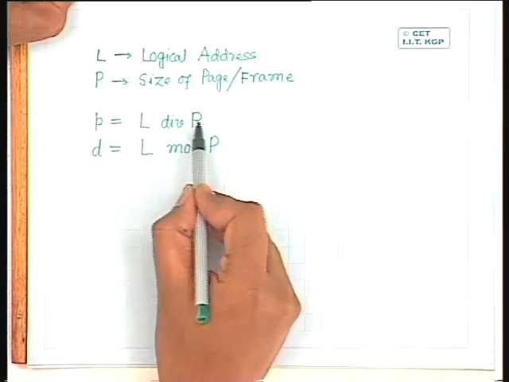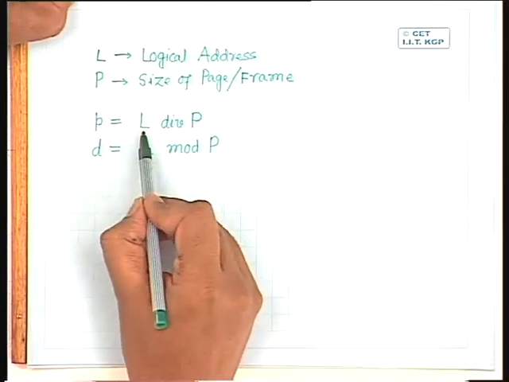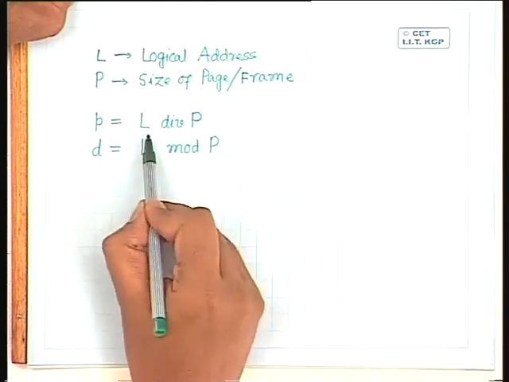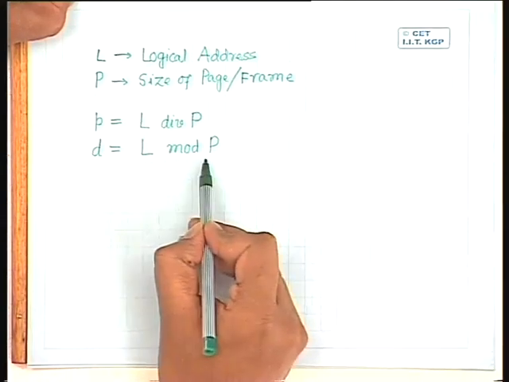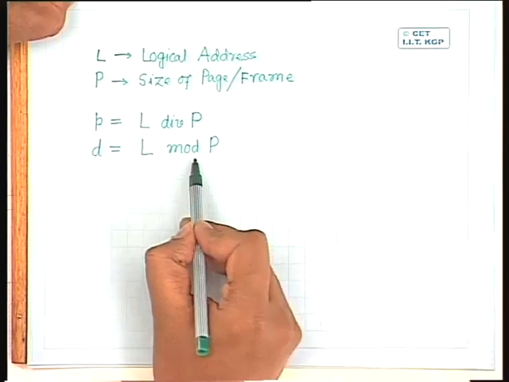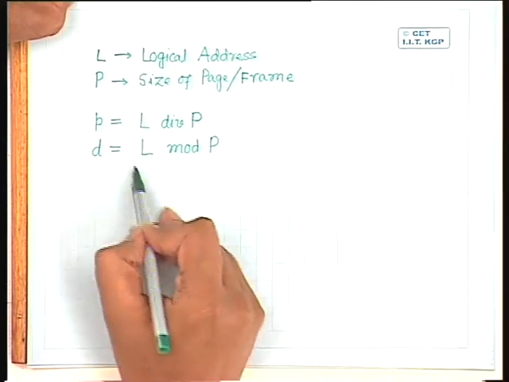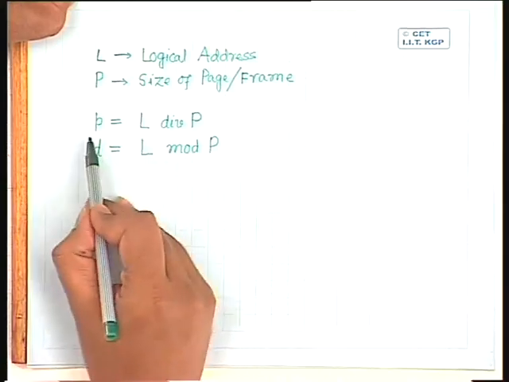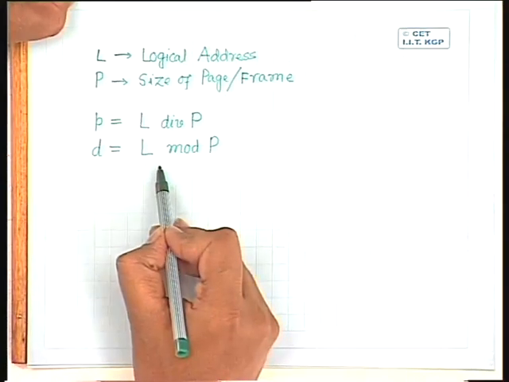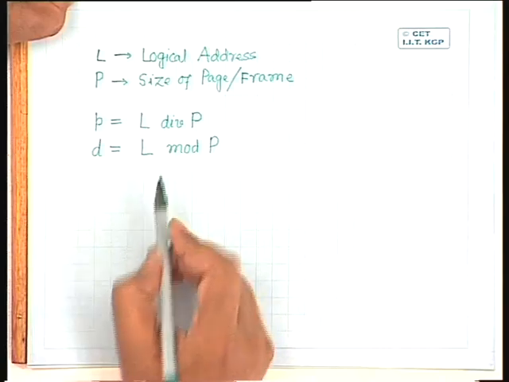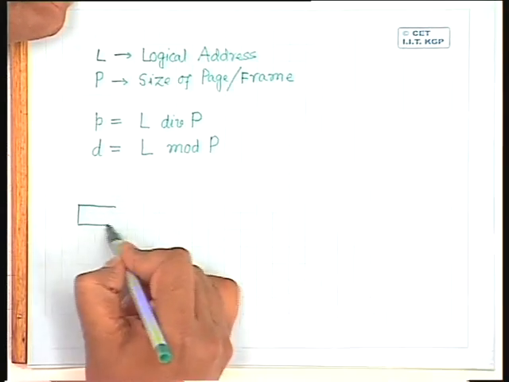Similarly, if the logical address is 17, then when you perform L div P, that will give you page number 1, this being integer division. L mod P, with L being 17, the mod operation will give you 7. So logical address 17 belongs to page number 1 and the offset within the page is 7.